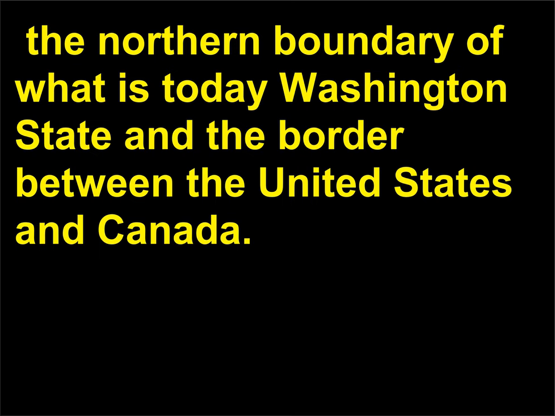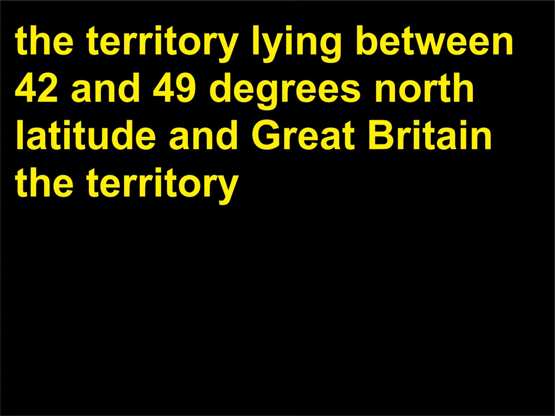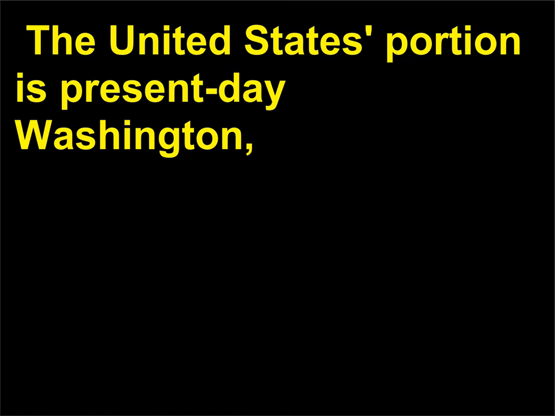This agreement, reached without the fight threatened in the slogan, gave the United States the territory lying between 42 and 49 degrees north latitude, and Great Britain the territory between 49 degrees and 54 degrees 40 minutes north latitude as well as Vancouver Island. The United States portion is present-day Washington, Oregon, and Idaho as well as parts of Montana and Wyoming.